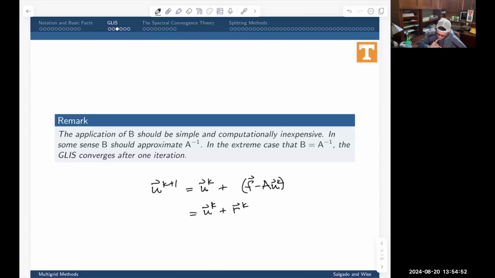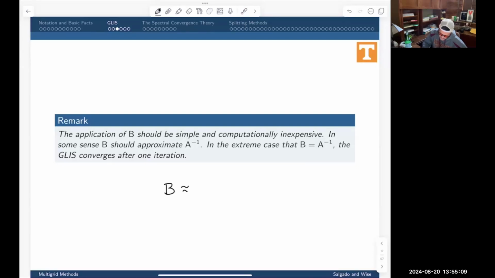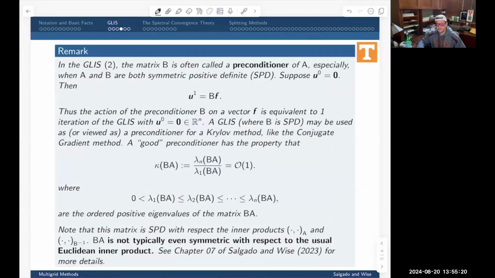In any case, that shows you what the extreme cases will do. In the typical setting, this B matrix should be thought of as a good approximation of A inverse. It has some characteristics of the inverse, and we'll see how that goes. Any questions? Okay.